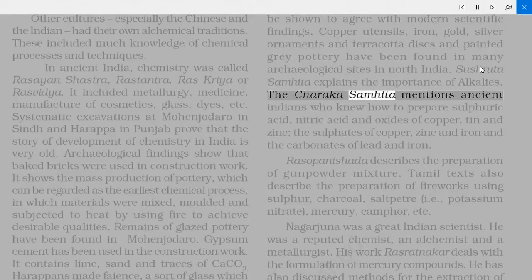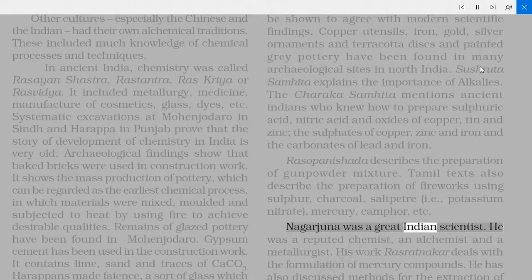The Charaka Sanhita mentions ancient Indians who knew how to prepare sulfuric acid, nitric acid and oxides of copper, tin and zinc, the sulfates of copper, zinc and iron and the carbonates of lead and iron. Rasopanishad describes the preparation of gunpowder mixture. Tamil texts also describe the preparation of fireworks using sulfur, charcoal, saltpetre, i.e., potassium nitrate, mercury, camphor, etc.